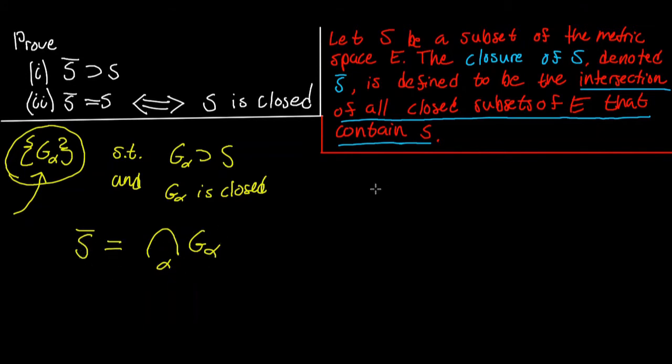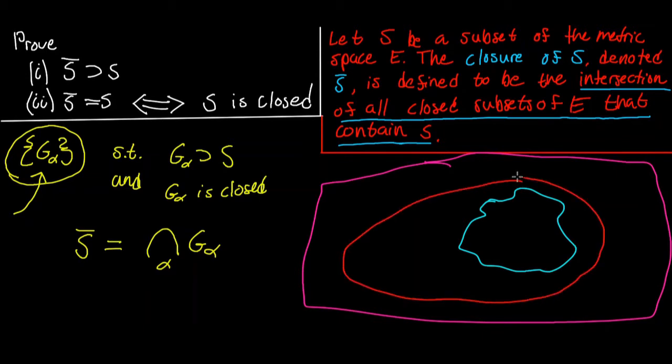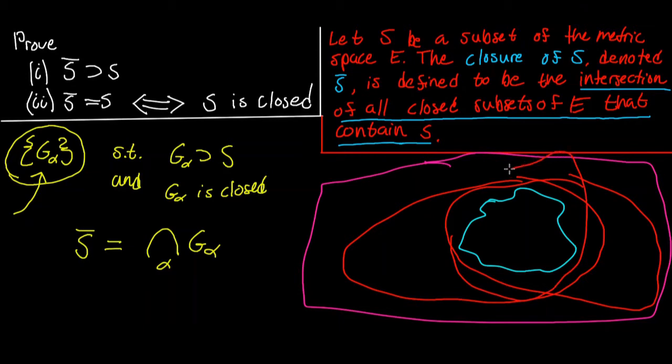Maybe a way to draw this would be if I have my set S here, and I have my metric space E. Then one possibility of what this might look like geometrically would be all of my closed subsets, which I'll write in red. Something like that, and something like that. And maybe I'll have a closed subset that's really close to S.